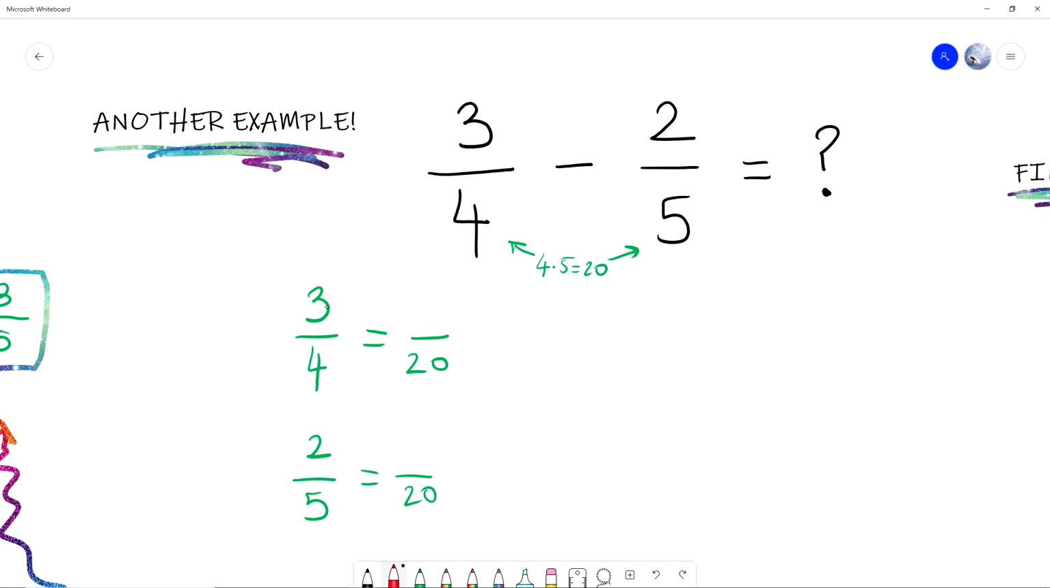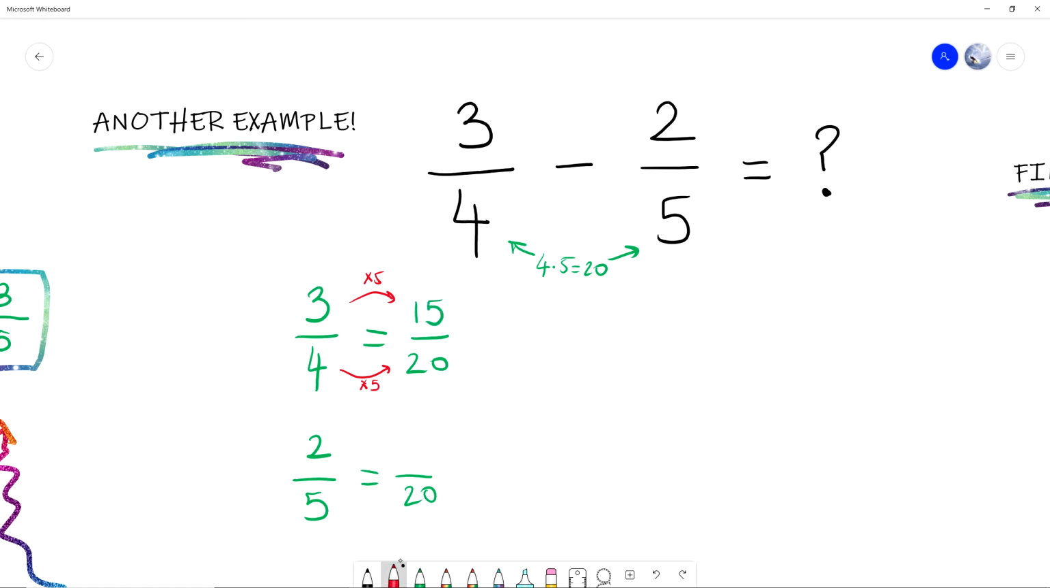So if I want to write 3/4 as a fraction in terms of 20ths, I have to multiply the numerator and the denominator by the same number. How much did I multiply 4 by to get to 20? 5. So Natalie, what should I do to the 3? You should multiply it by 5, which is 15. I should also multiply by 5, and 3 times 5 is 15. Awesome.